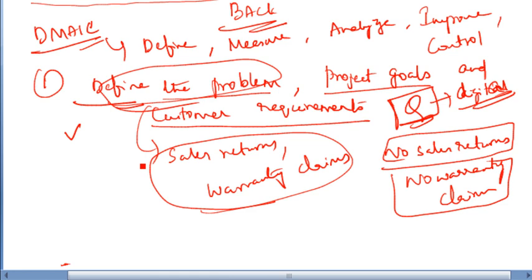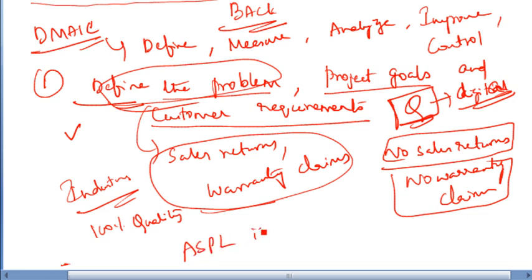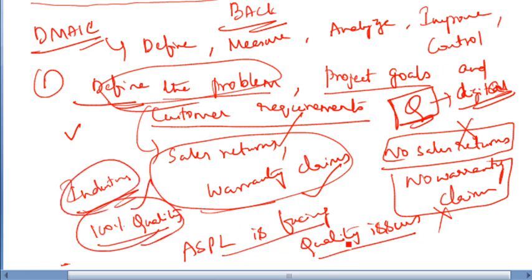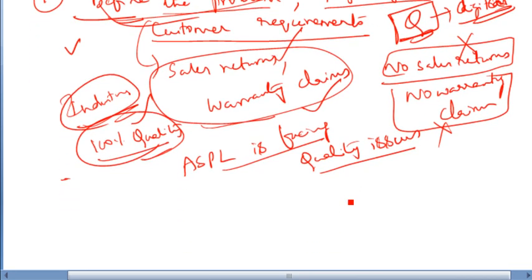In an industry where your competitors are achieving 100% quality, this ASPL company is facing quality issues. This is the problem. It is facing quality issues. You are having sales returns and warranty claims, whereas your competitors are not having sales returns or warranty claims, and they are achieving 100% quality. So in an industry of 100% quality, you are facing quality issues. Are you able to get me? This problem needs to be addressed. Obviously, you have to address it.